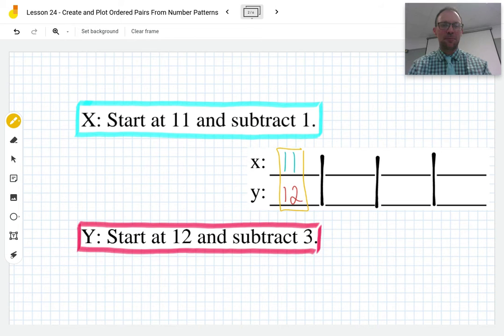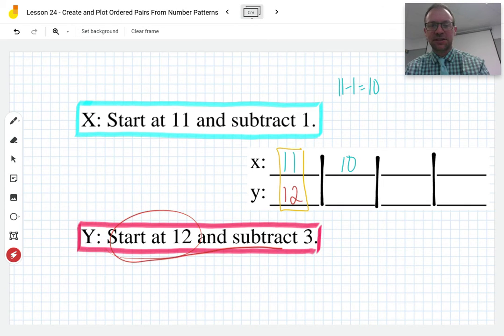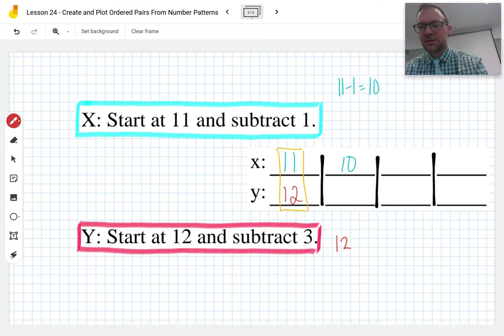Okay, now back to our rules. Back to the X rule. Start at 11, we got. Now subtract 1. Well, what is 11 minus 1? Of course, 10. So that'll be our next X coordinate. And if we go to the Y rule, we've started at 12. Now let's subtract 3. And 12 minus 3 is 9. That's our next Y coordinate. And here we have our very next ordered pair. We have 10, 9. We have two ordered pairs already.